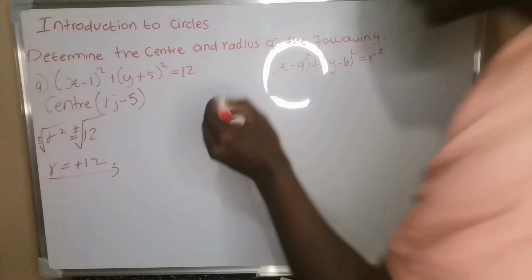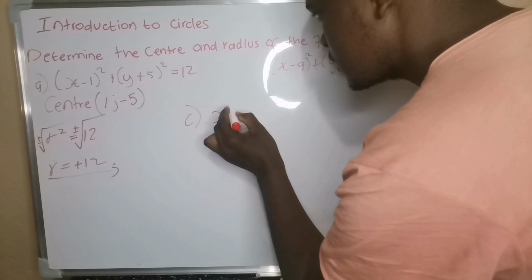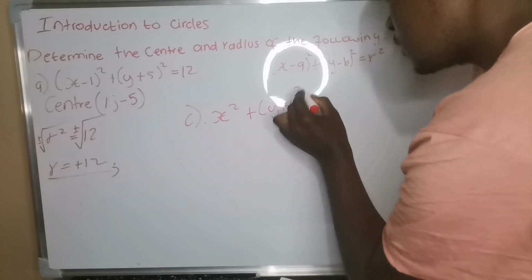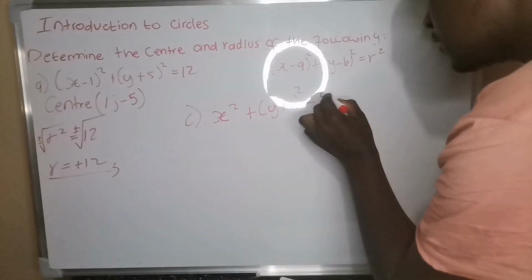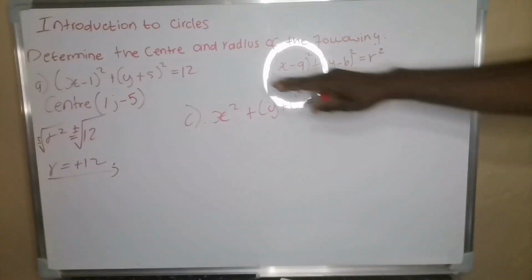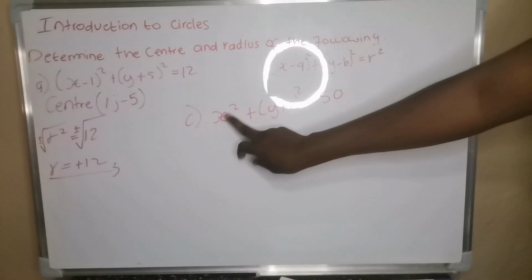Number C, we've got x squared plus (y plus 1) squared is equal to 50. Now remember, you need to write this equation in this form. We only have x squared with nothing here.